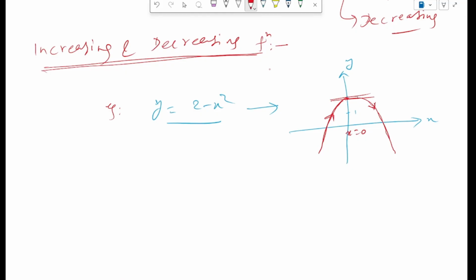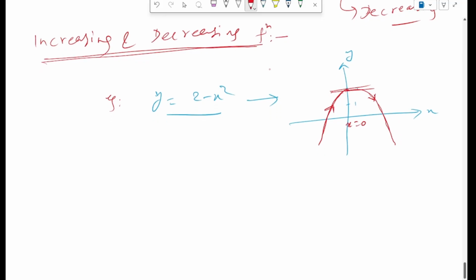Now, by plotting the graph we can see and figure this out, but this is not the correct way to figure it out. If we get complicated functions, then it will be very difficult to plot. So how do we mathematically define that? Let's calculate the derivative of this function, y dash. We can say y dash equals the derivative of 2, which is 0, and of x square, which is 2x, minus 2x. So y dash equals minus 2x. This is the derivative of this function.